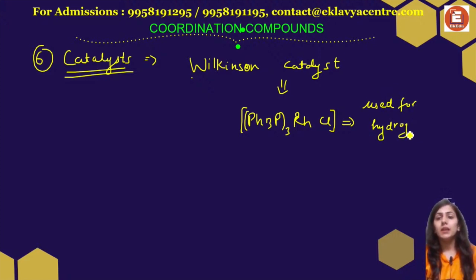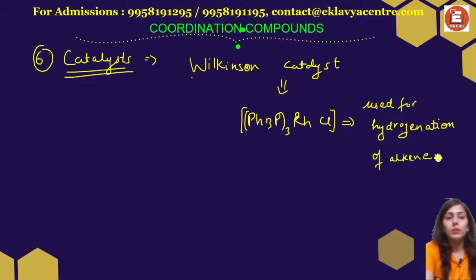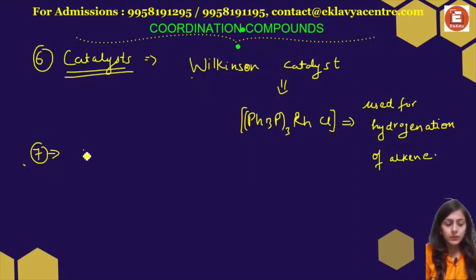It's a very famous catalyst. In one of the exams, they asked you to match the columns, so you had to match the formula of Wilkinson catalyst. That is why it's important to remember its formula. Next, we use coordination compounds in black and white photography also.